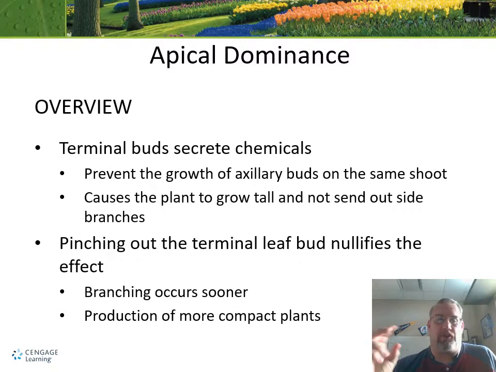So these terminal buds, which are on the end of a branch, will dominate the rest of the buds on a branch, and they will secrete chemicals into the rest of the branch to stop the growth of other buds on this branch, or to slow them. Once you remove the terminal bud, then other branches are going to come out, and they will come out sooner because the chemical will not be there to stop the apical dominance.